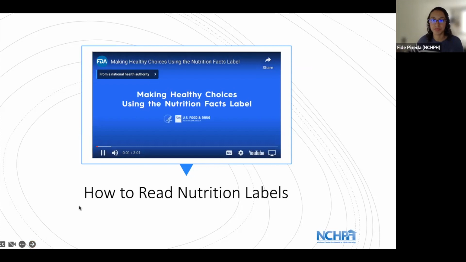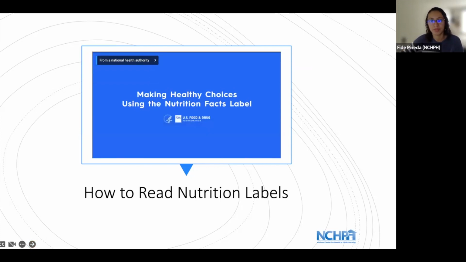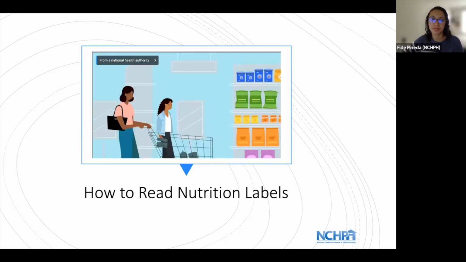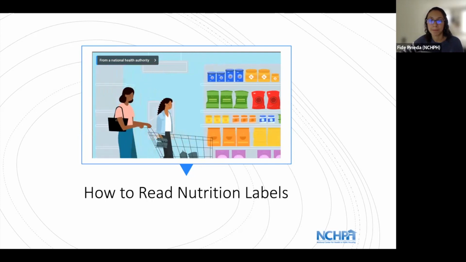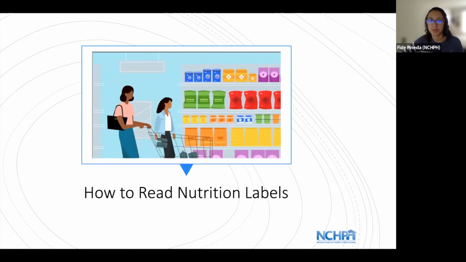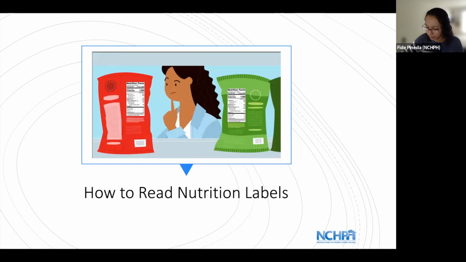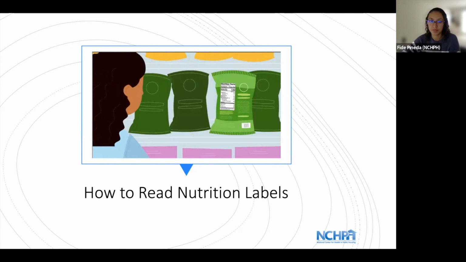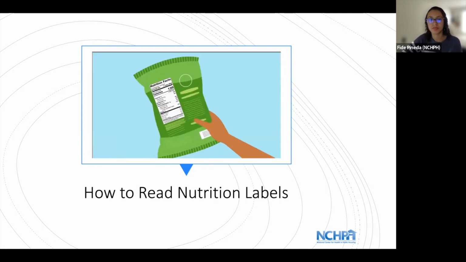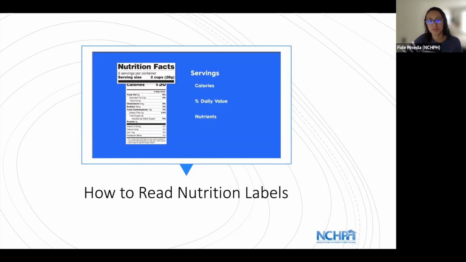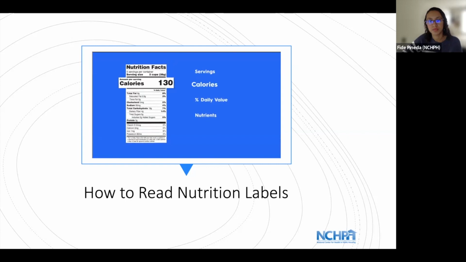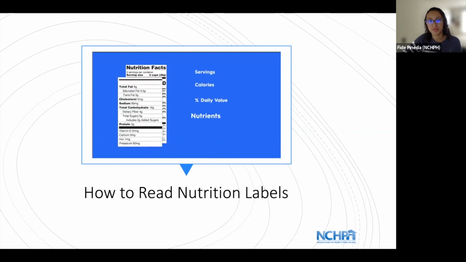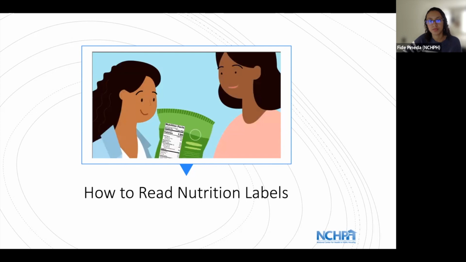Making healthy choices using the nutrition facts label. Choosing a packaged food or beverage that's right for you is easier when you check out the nutrition facts label. It's designed to help you compare foods and make healthy choices. The label has 4 key sections that help you weigh your options: servings, calories, percent daily value, and nutrients. And all this information is at your fingertips.